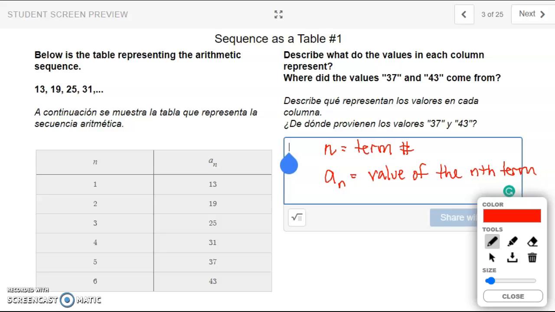Where did 37 and 43 come from? Well, to get the common difference, what you're adding, is 19 minus 13, which is 6. So you're adding 6, and you're adding another 6, and adding another 6. If you keep going through that pattern, if I add 6 to 31, I get 37. If I add another 6 to 37, I am going to get 43. So that's how I got those numbers.